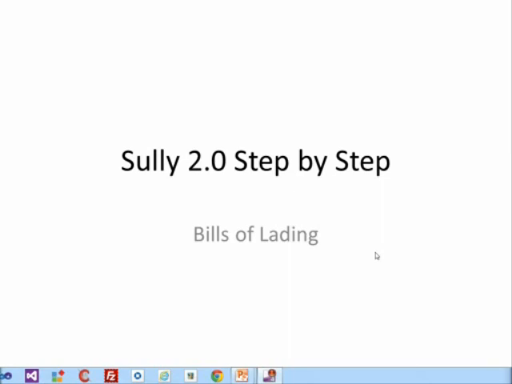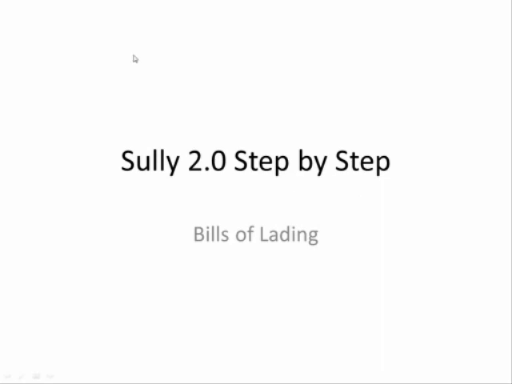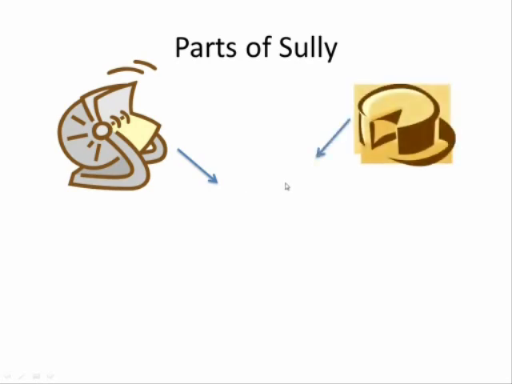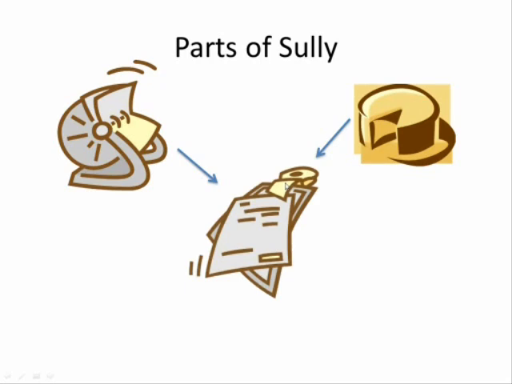Let's begin. In previous videos, we've shown you that Sully is composed of various parts. Addresses combine with products to create a bill of lading. And from the bill of lading, you can get invoices, packing slips, tags, and reports. In this video, we're going to combine what we learned in the address video and the product video in order to create bills of lading. Let's begin.